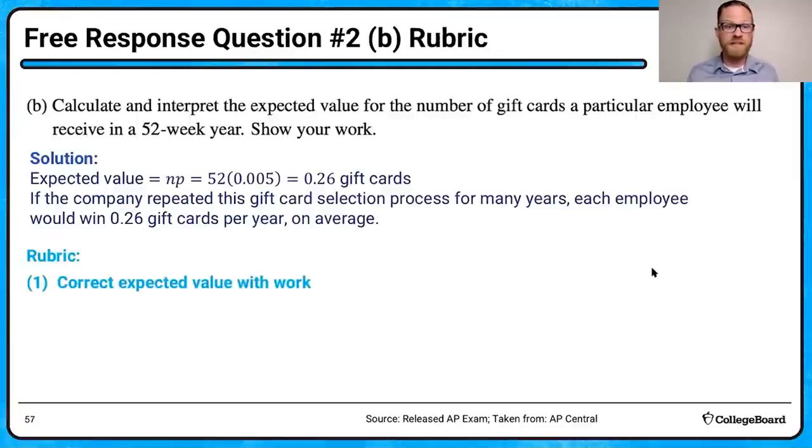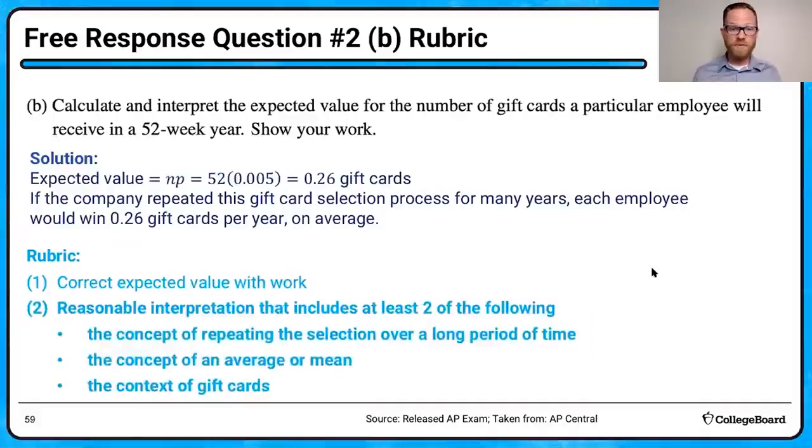The first thing that's needed is the correct expected value, once again, with work. So this is not just about the correct answer, but it is also about showing the calculation that arrived at that. Even if it's a simple calculation, we're just multiplying 52 times 0.005. We want to make sure we include that work.